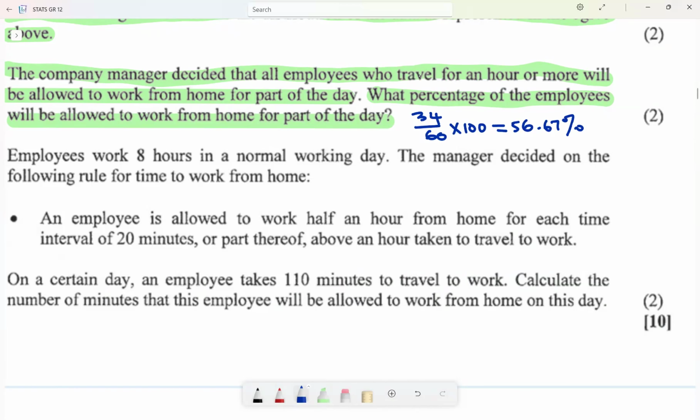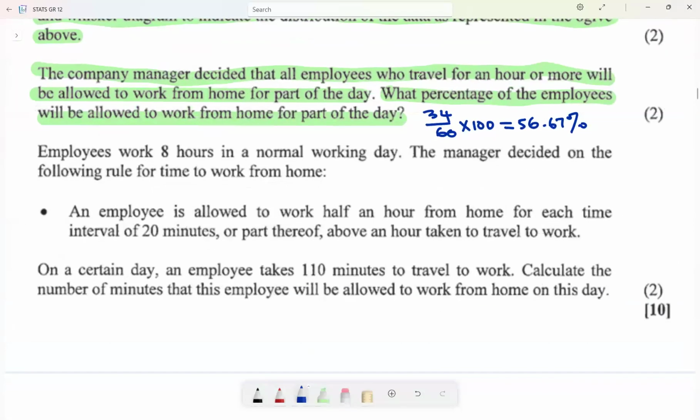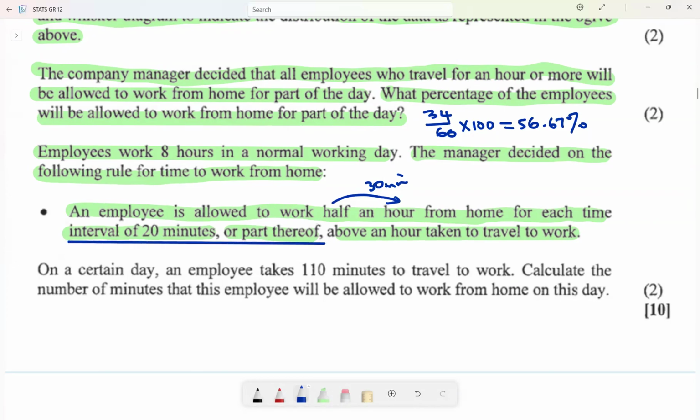And then, employees work 8 hours in a normal working day. The manager decided on the following rule for time to work from home. An employee is allowed to work half an hour from home for each time interval of 20 minutes or part thereof above an hour taken to travel to work. Let's repeat that statement. An employee is allowed to work 30 minutes from home for each interval of 20 minutes or part thereof above an hour taken to travel to work.